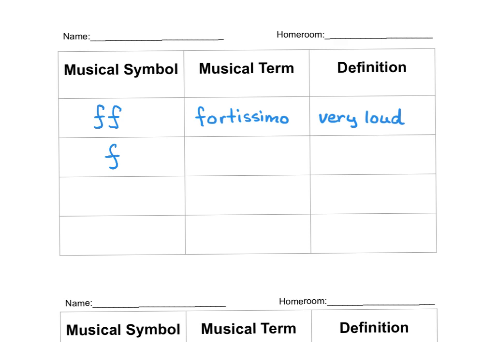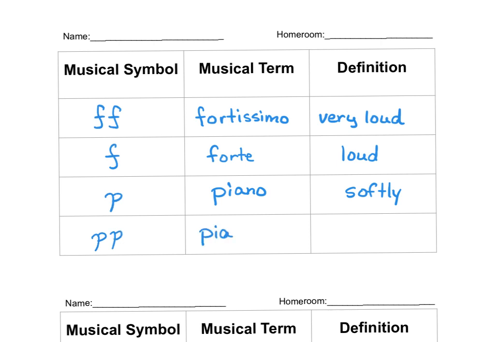If you only see one F in the music, that stands for forte, which is just loud. Now, the opposite of forte is piano. And so if you ever see a fancy looking P in the music, it stands for piano, and it means to play softly. Finally, we have pianissimo, which is the Italian word for very soft.